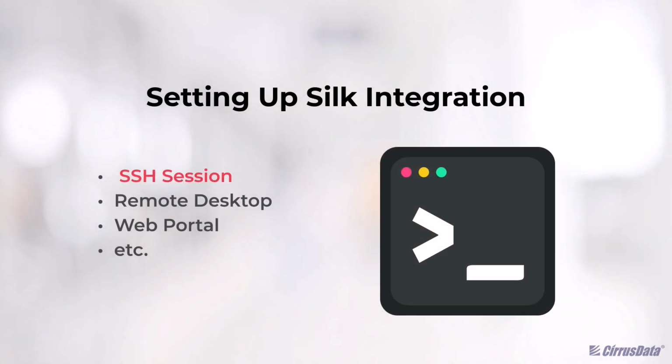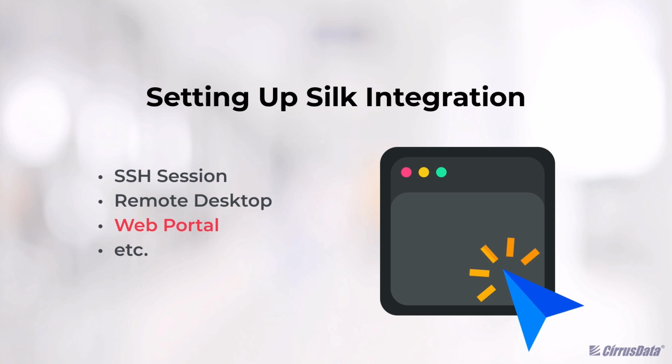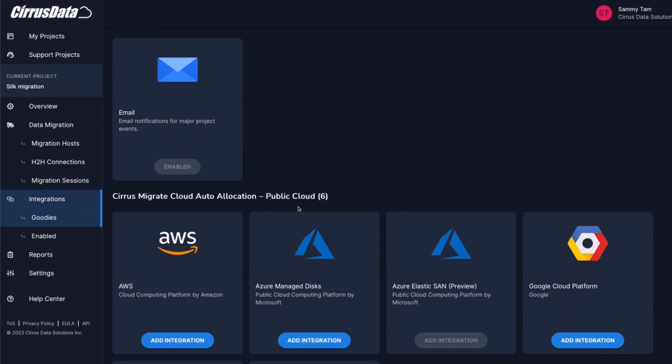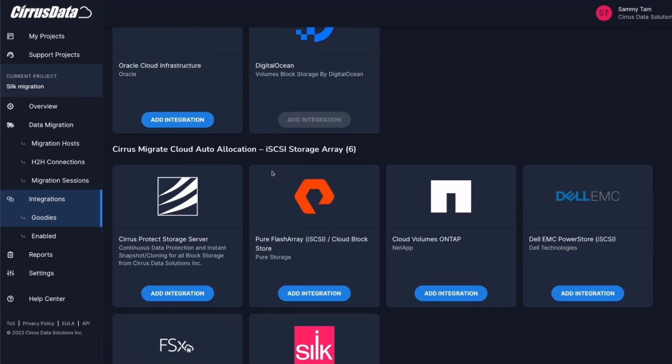Normally, this is the time where we'll head over to the SSH session, remote desktop, or some web portal to properly connect the host to the destination storage. But with Cirrus Migrate Cloud's iSCSI storage integration, you don't have to do that. Let's spend a little bit of time reviewing CMC's automation and integration capabilities.